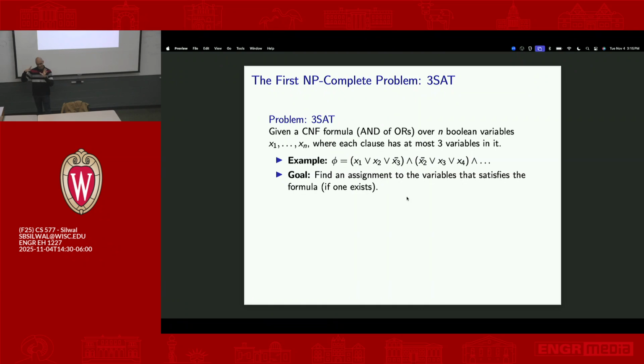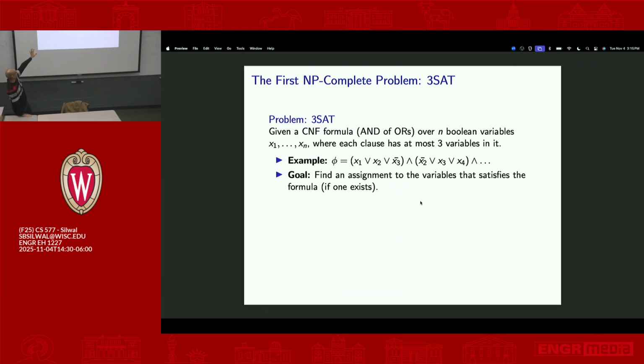And the formula is satisfied if every clause has at least one true. So maybe this is a false, maybe this is a true, so the whole or would evaluate to true. But this is an and, so I want each of these three things to have one true thing in them. So the problem is, does there exist a satisfying assignment? Does there exist an assignment of true and false such that the whole thing will evaluate to true?